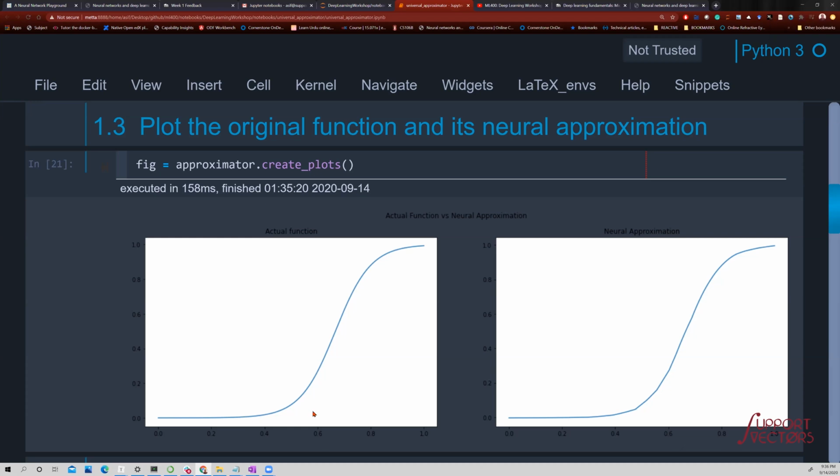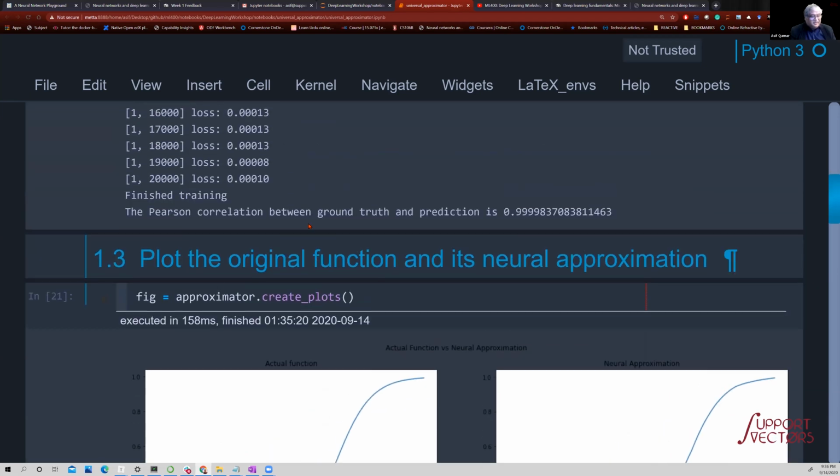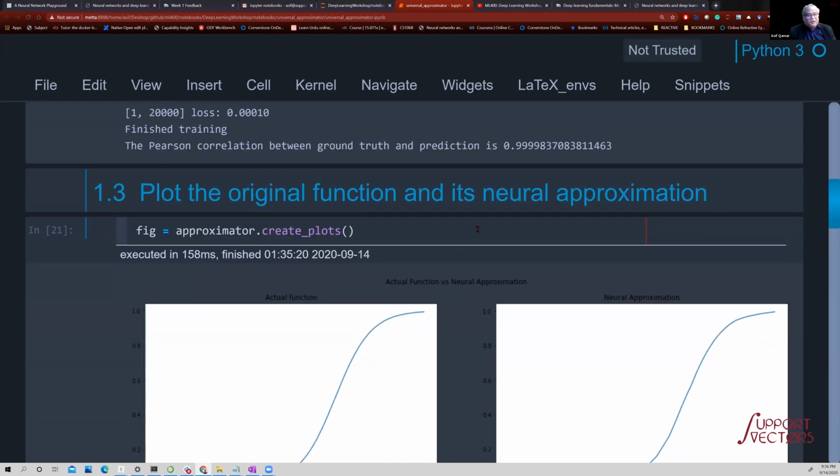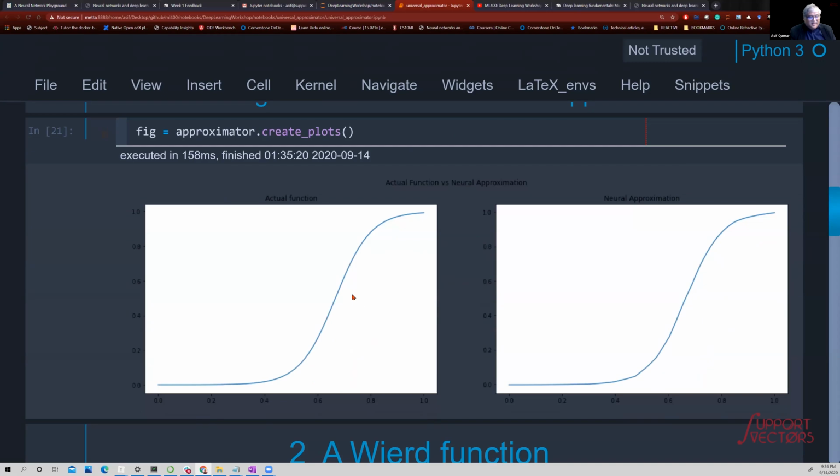Yes. Not as smooth as this one, but it is still a pretty good approximation. Would you say that, guys? Agreed. Right? Pretty good. And let's look at the correlation. The Pearson correlation between the ground truth and prediction is 99.9984%. Right? For all practical purposes, you have a very good approximation to the underlying ground truth.